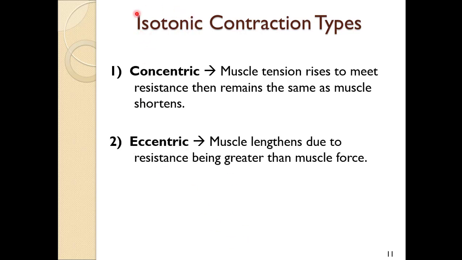The other type of isotonic contraction is called eccentric, and this is when the muscles lengthen, and this is typically due to the resistance being greater than the force being generated by the muscle. So in our example, if you were weightlifting and you curled the weight up towards your head, that's concentric. When you lower the weight back down, that is eccentric, because there your muscle is allowing the weight to basically take the arm back down to its resting position. So you're relaxing the muscle enough to allow the weight to basically push it down.